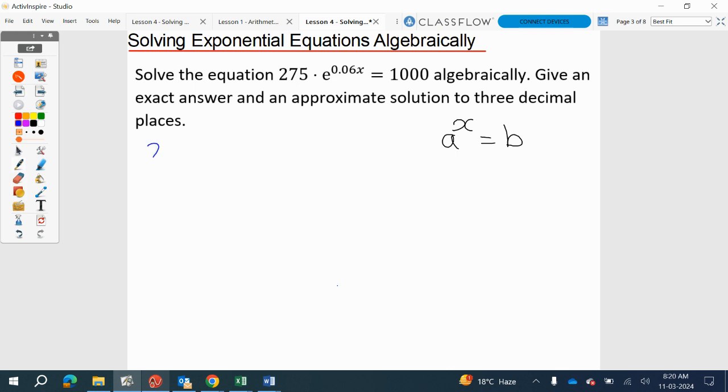So starting off, we have 275 times e to the 0.06x is equal to 1,000. We need to divide both sides by 275. We get e to the 0.06x is equal to 1,000 over 275. Let's simplify that. Divide by 25 first. So this type of a simplification, you can see that 275 is a multiple of 25 quite quickly, and that's how you're going to get there.